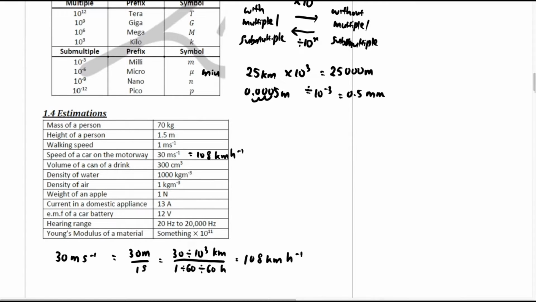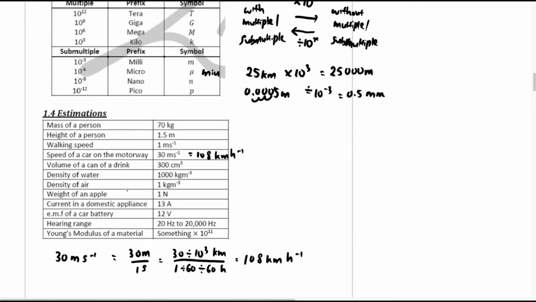Now, volume of a can of a drink is about 300 cm³. If you look at the volume, I remember it's about 325 ml for a can. So 300 cm³ is reasonable. Density of water is 1000 kg per meter cube. Density of air is 1 kg per meter cube. So this is 1000 times of that. So air and water, remember it together.